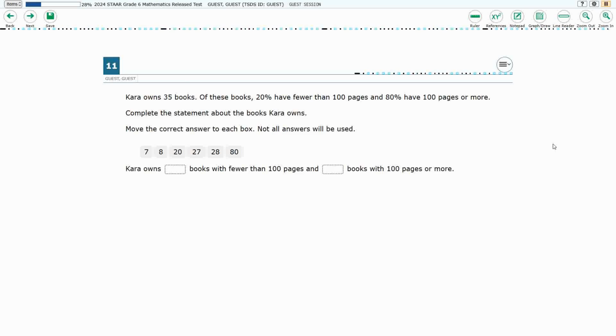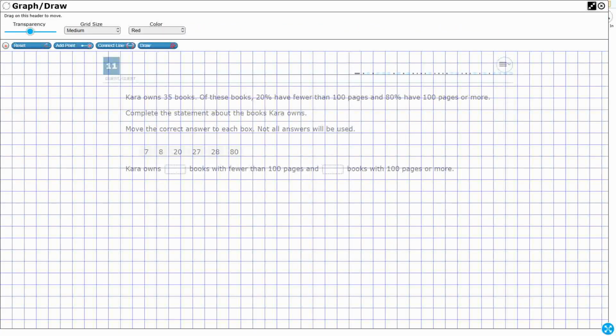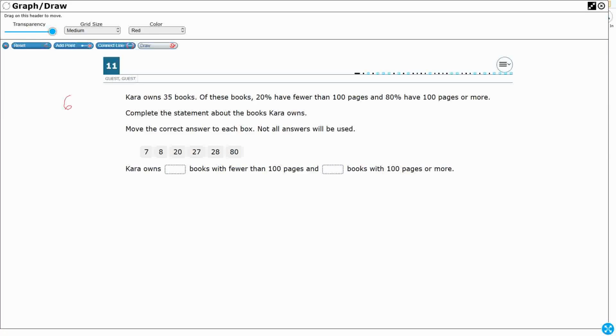For number 11, we are looking at standard 6.5b, wholes, parts, and percents. We've got a drag and drop here, so this is a 2-point problem. We've got Kara owning 35 books. Of these books, 20% have fewer than 100 pages and 80% have 100 pages or more. So if I were to draw a strip diagram, I could say that she's got a total of 35 books, and I've got two parts. 20% have fewer than 100, and then 80% have 100 or more, so greater than or equal to 100.